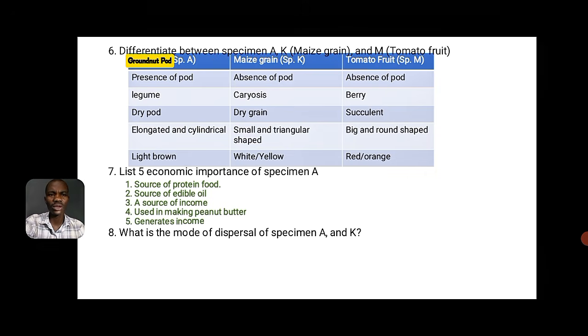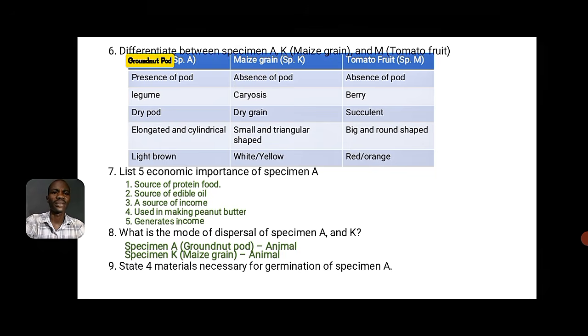What is the mode of dispersal of specimen A and K? And I would also want to include M. The mode of dispersal for A, K, and M is animal.